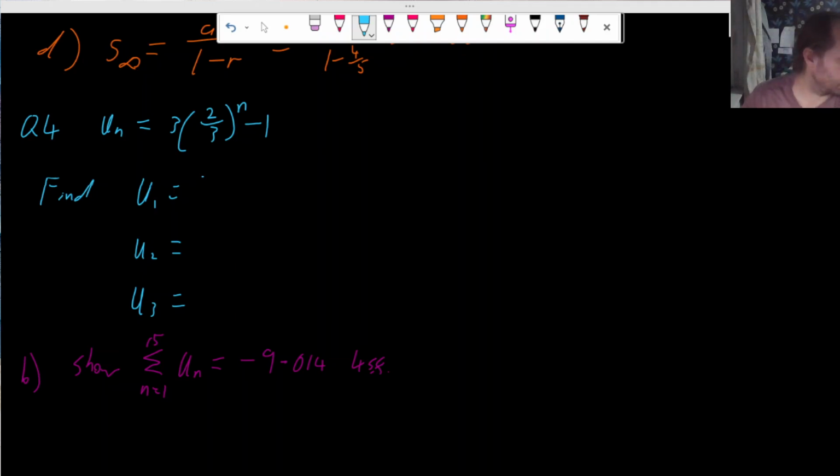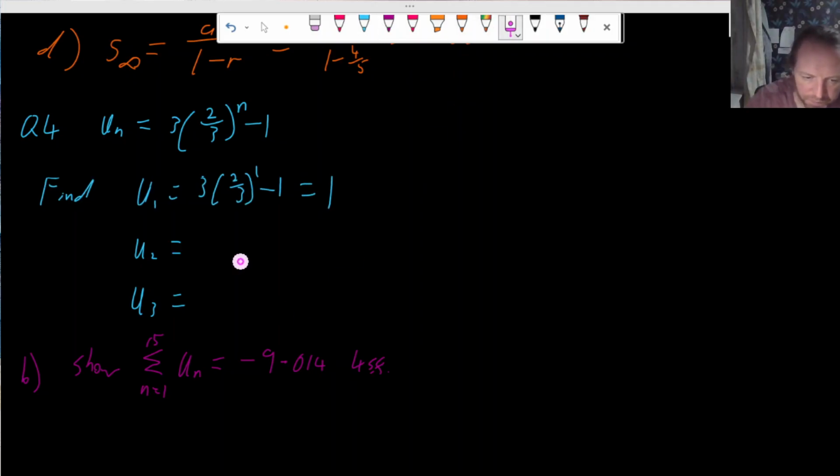Here we are doing question 4 of the mixed exercise 3, year 2, pure sequences and series. It states that u_n is equal to 3 times (2/3)^n minus 1, and they want us to find u_1. So that is 3 times 2 over 3 to the power 1, minus 1. 3 times 2 is 6, over 3, which of course is 2, and 2 minus the 1 is equal to 1. Okay.